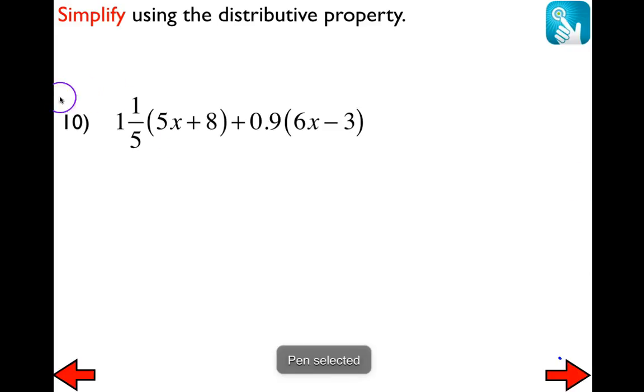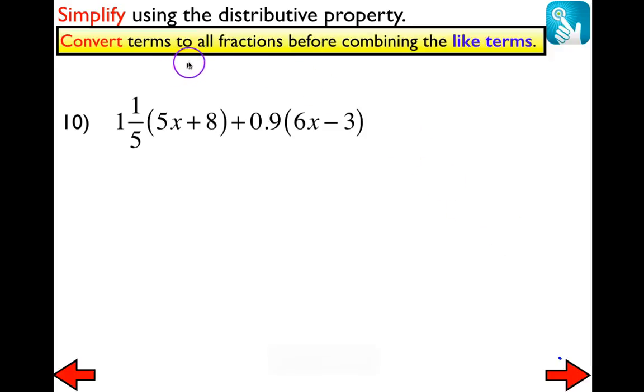First things first, I'm going to convert all mixed numbers into improper fractions and all decimals to fractions because we want to make sure we have the same type for the terms. It's either all fractions or all decimals. So let's go ahead and do that real quick. 1 1/5 is going to become 6/5. And here, this decimal 0.9 is going to become 9/10.